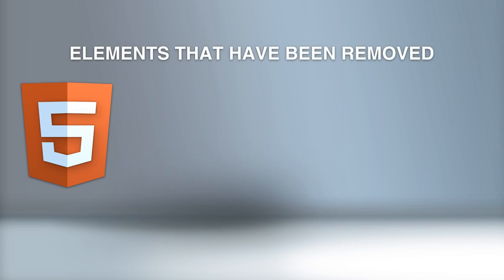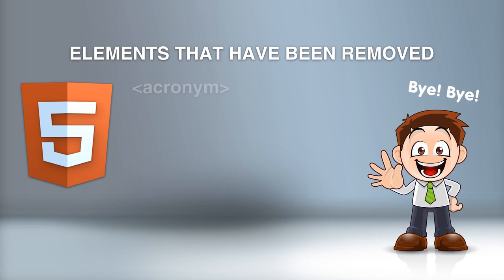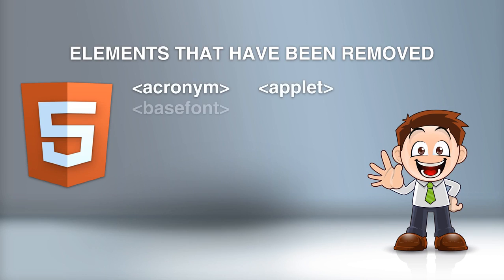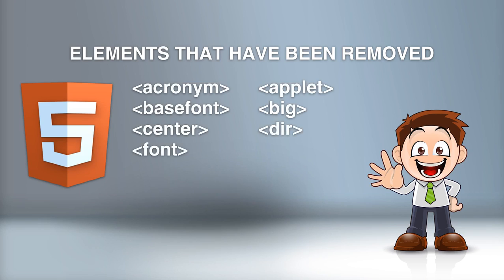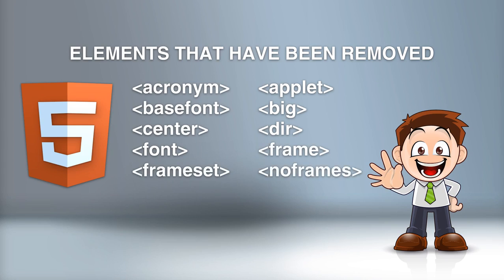And these are the elements that have been removed from HTML5. Acronym, applet, basefont, big, center, dir for directory, font, frame, frameset, noframes, strike, otherwise known as strikethrough, and TT for teletype.